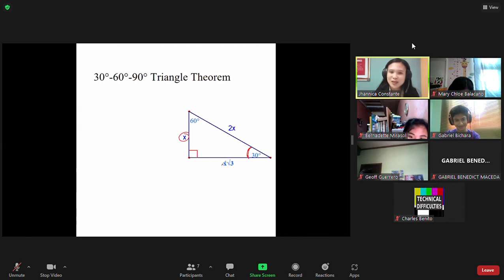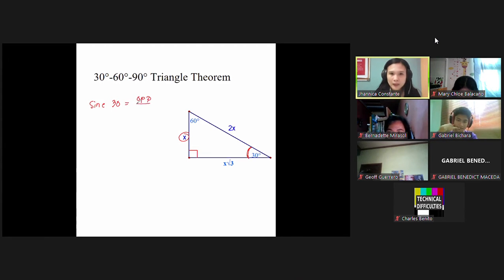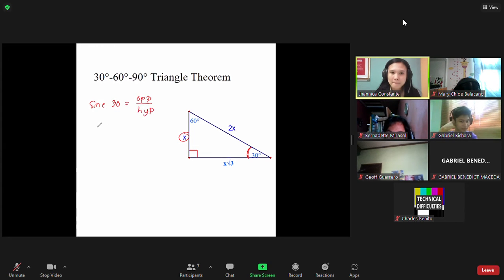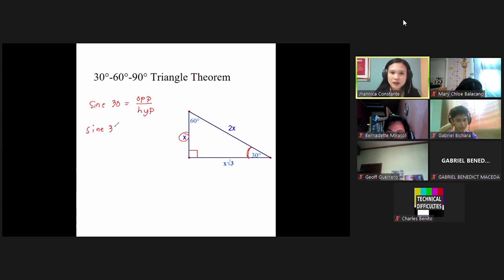So let's use the hypotenuse over opposite. So sine 30 degrees equals opposite over hypotenuse. So sine 30 degrees, opposite is equal to x, hypotenuse is equal to 2x. So sine 30 times 2x is equal to x.